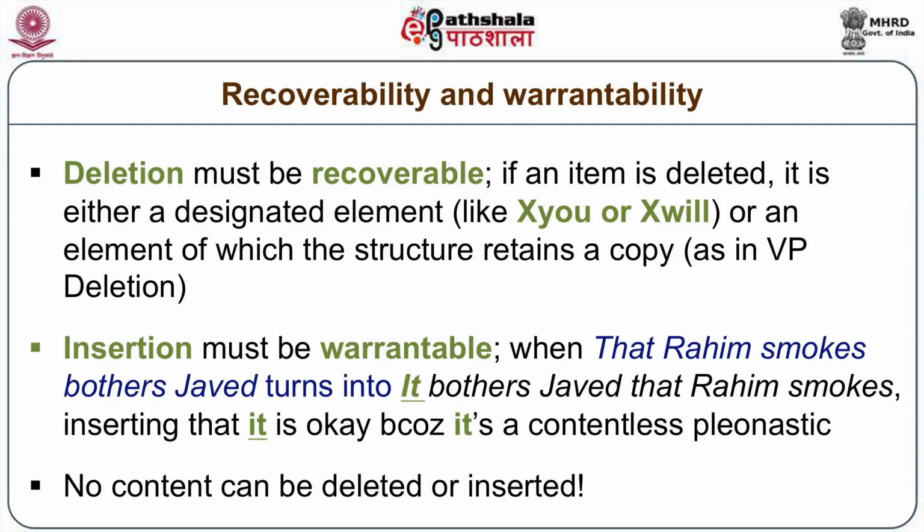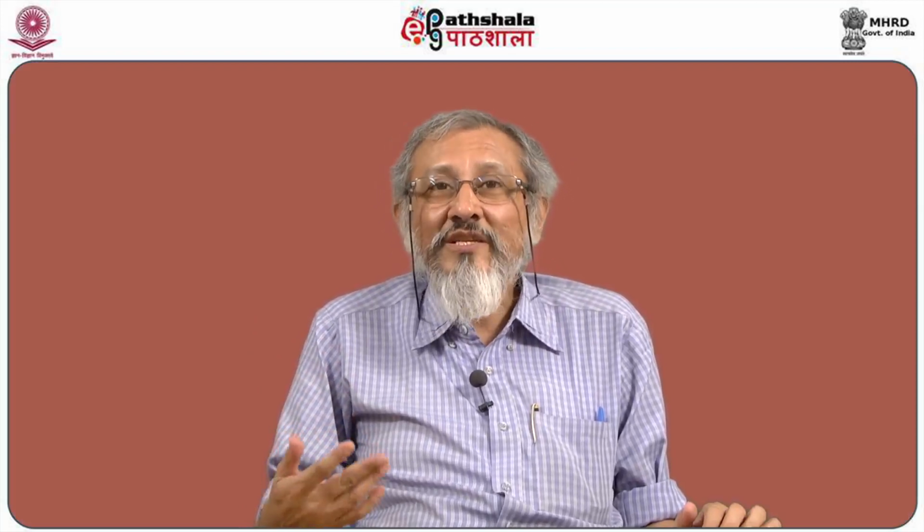Suppose you take a clause that Rahim smokes and move it to the right from the sentence that Rahim smokes bothers Javed. The result of extraposing that Rahim smokes in that sentence is the surface structure. It bothers Javed that Rahim smokes. What is that it doing there? It is what is called a pleonastic subject or an expletive subject. These are fancy ways of saying it is meaningless, it is a dummy. Insertion follows the same principle as recoverability of deletion. It doesn't have a name, you can call it warrantability of insertion.